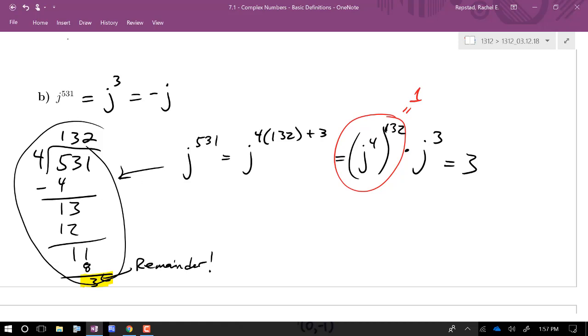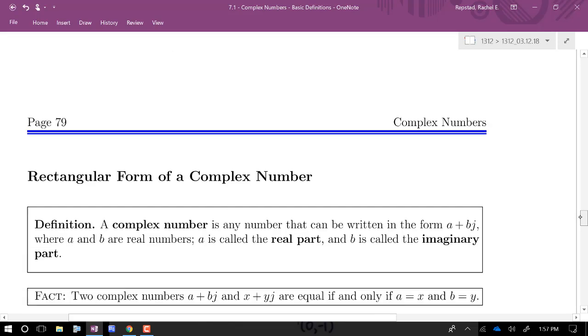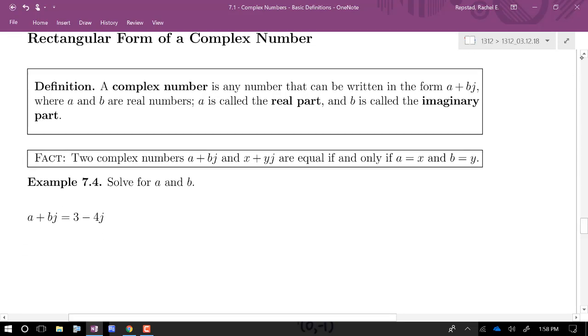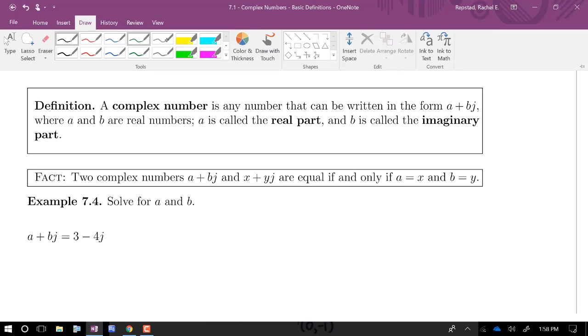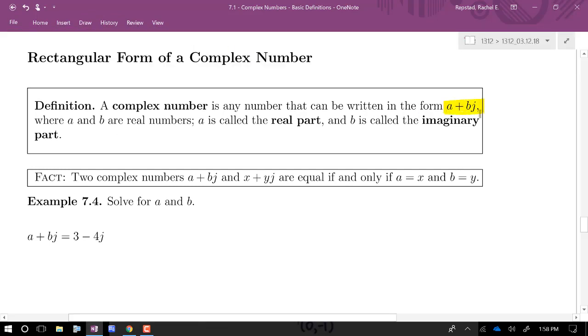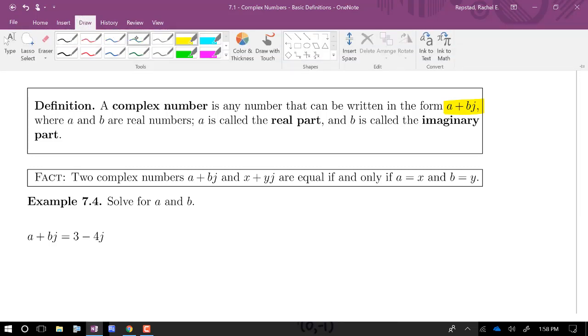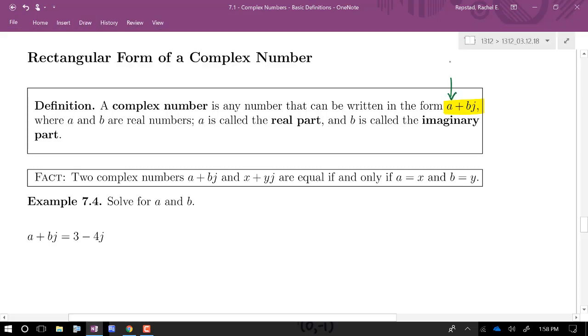We have so far been working with numbers that are purely imaginary, meaning they're just j or some real number multiple of j. But a complex number really is any number of the form a plus b times j, where a and b are real numbers. So the number a that doesn't have the j, we call that the real part. And b is itself a real number, but whatever that coefficient on j is, we call that the imaginary part.